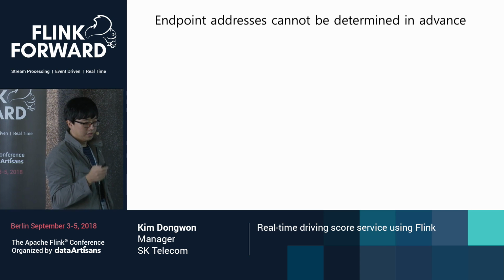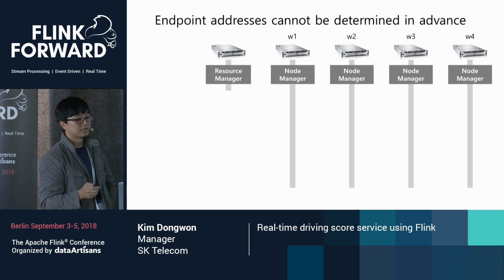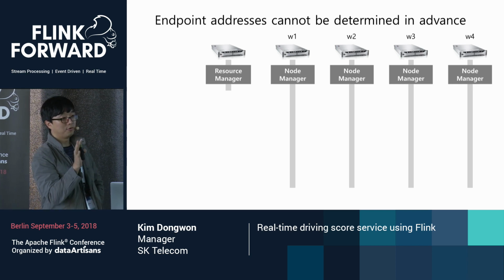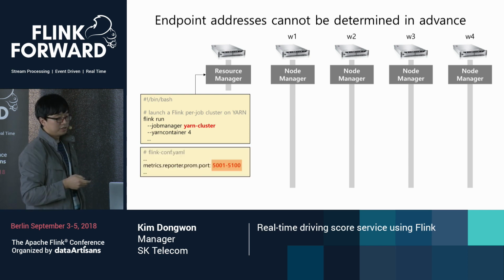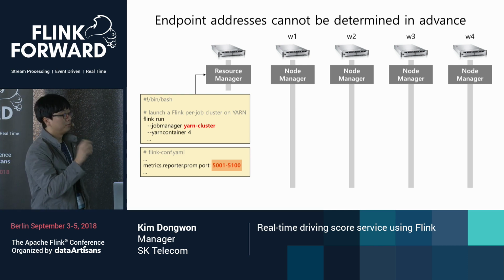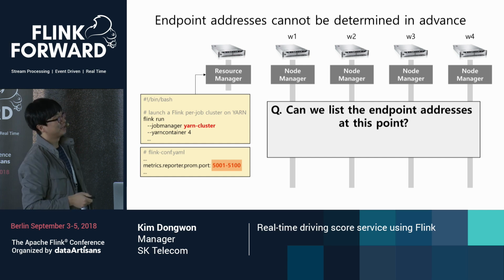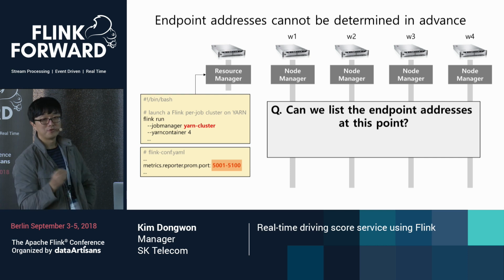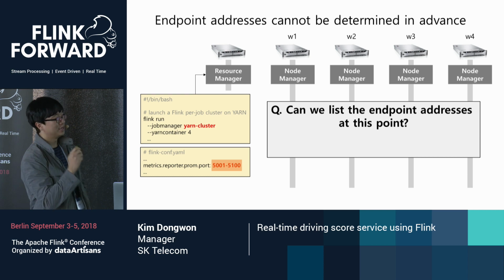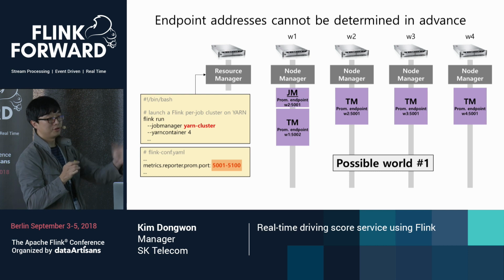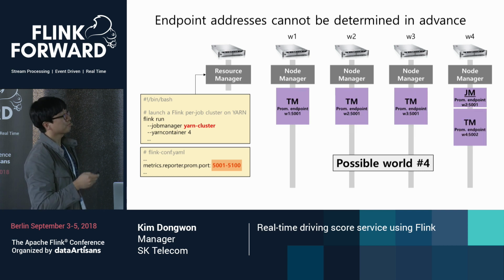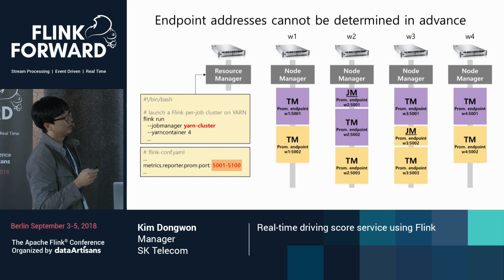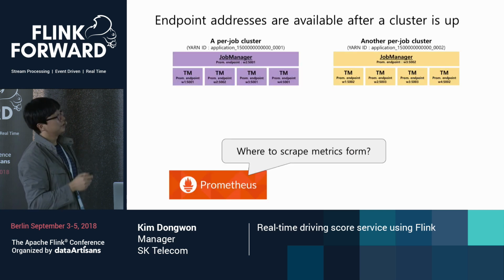What I want to tell you in this slide is that endpoint addresses cannot be determined in advance. Say you have a Hadoop cluster consisting of 4 worker nodes, and you want to launch a Flink cluster consisting of 4 task managers, and you specify to use this port range for Prometheus reporters. Then here is a quick quiz. Can you list the endpoint addresses at this point, before YARN schedules task managers and job managers? The answer is no, it is impossible, because there can be multiple possible worlds depending on where a job manager is scheduled. It depends on the situation, and when you launch another Flink cluster, things get complicated. So endpoint addresses are available, as I showed in the previous slide, only after a cluster is up.